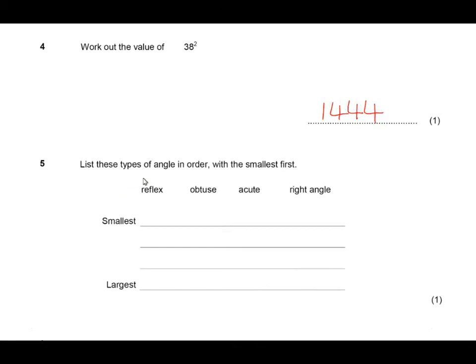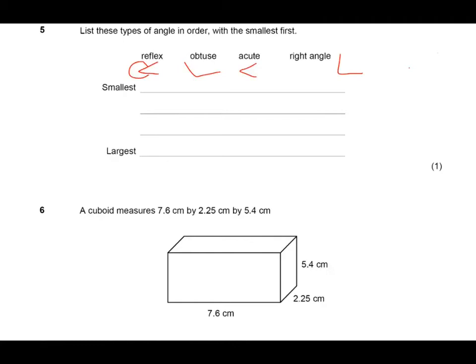Question 5 lists these types of angles in order with the smallest first. So I know a reflex angle is the biggest because it goes all the way round. An obtuse angle is bigger than 90. An acute angle is sharp, so that's a little one. And then finally, a right angle is 90 degrees. So the smallest angle is the acute.